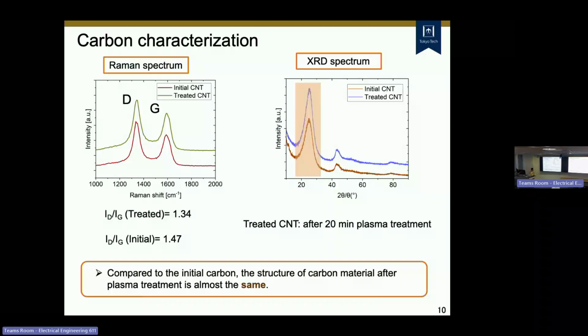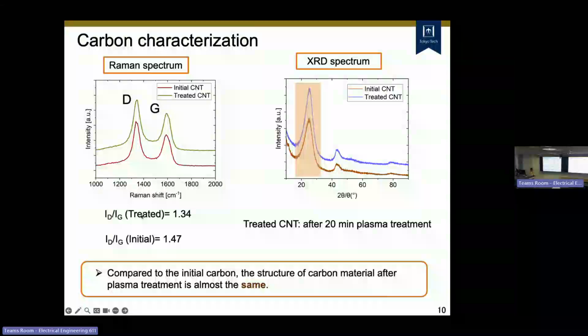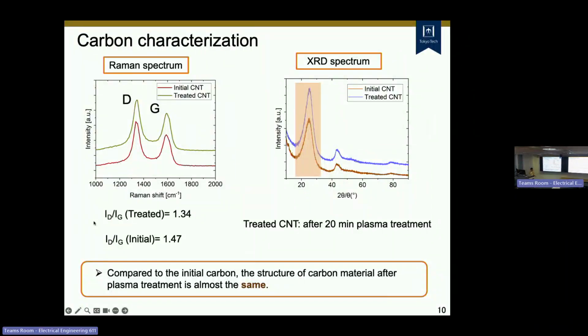And here is the carbon characterization. This one is the Raman spectrum. The ID/IG ratio in the Raman spectrum shows the defect information on the carbon surface, and a higher value means more defects on the carbon surface. Here you can see the value is slightly reduced. It can be said that the defects reduced, but the change is not apparent. So we think the plasma might not change the defects on the carbon surface.